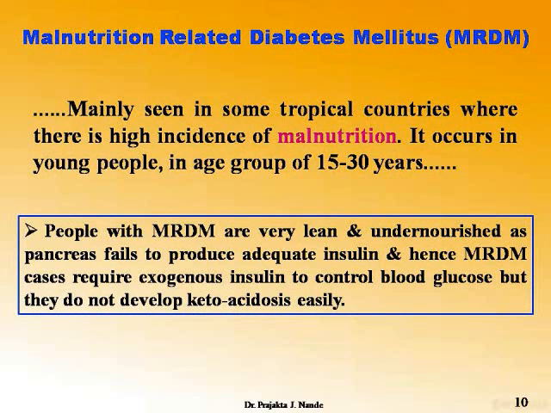Shown in this slide, there is one more class of diabetes mellitus, that is malnutrition related diabetes mellitus, MRDM, which is mainly seen in some tropical countries where there is high incidence of malnutrition, and MRDM occurs in young people in the age group of 15 to 30 years. People with MRDM are very lean and undernourished, as the pancreas fails to produce adequate insulin, and hence MRDM cases require exogenous insulin, that is insulin injections, to control high blood glucose level, but they do not develop ketoacidosis easily.